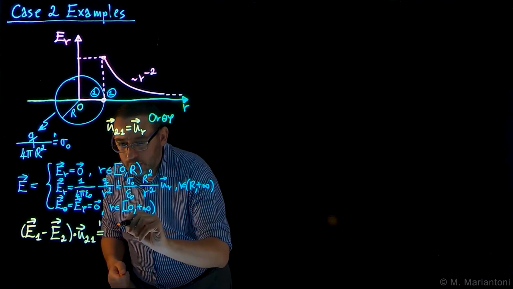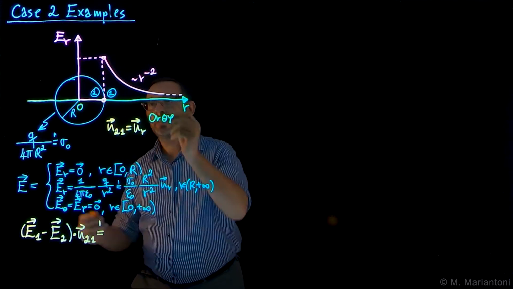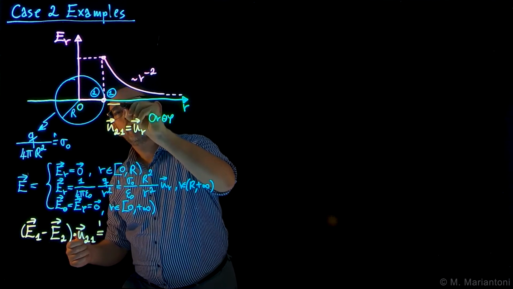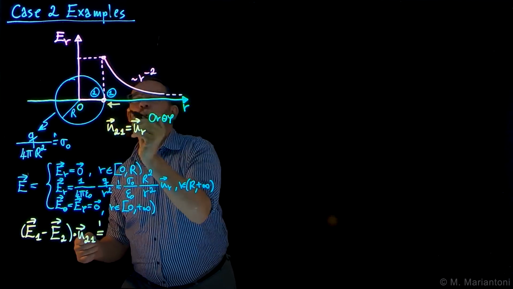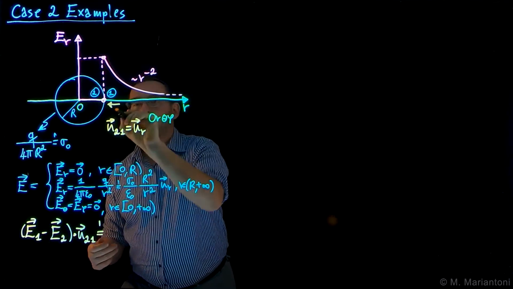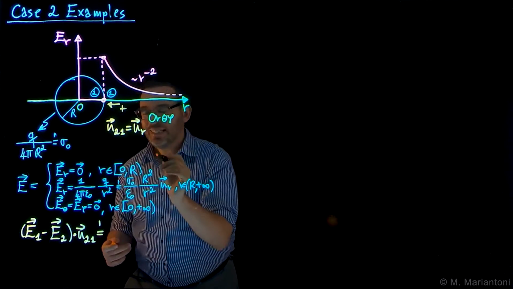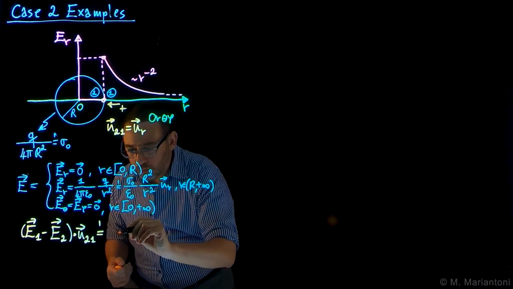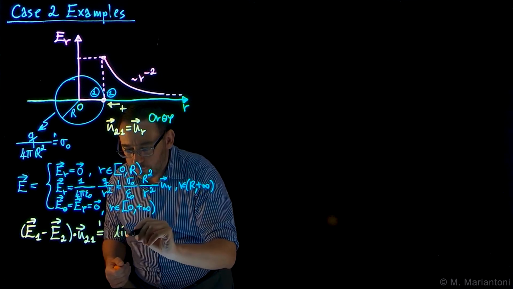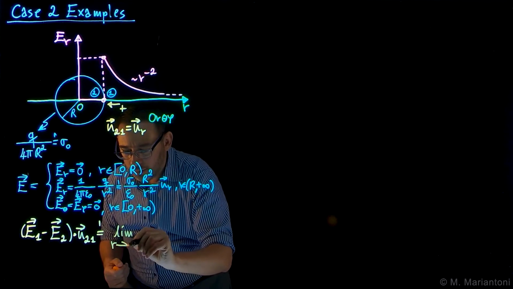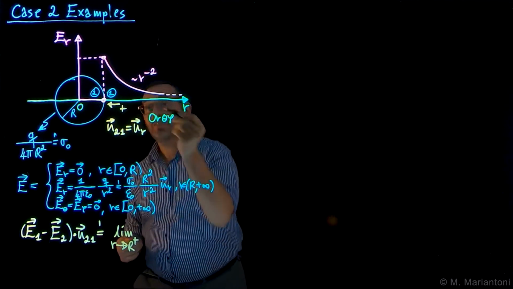So it's sigma, in the limit; note that we need to go in the limit, approaching this point from the outside. So we're approaching from the outside, which means from the plus side. So we need to perform the limit for small r that goes to capital R plus, from the outside.